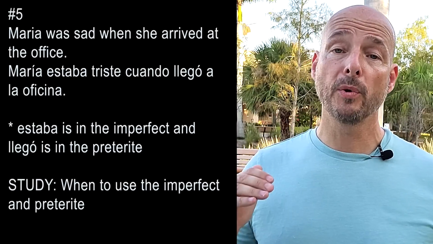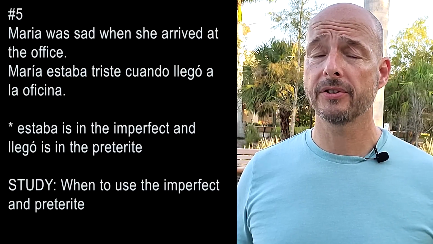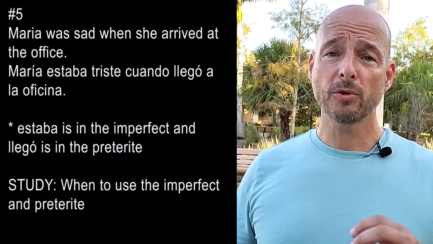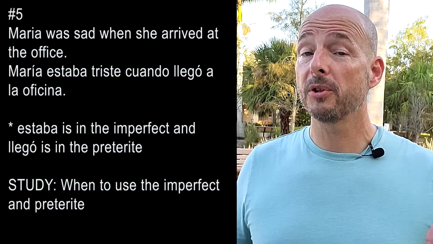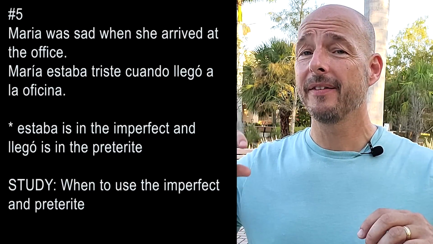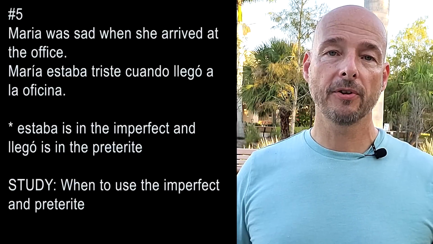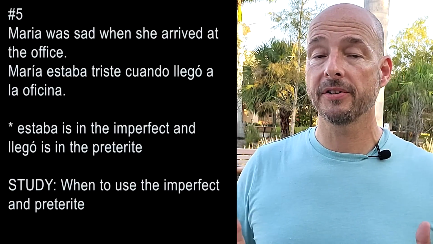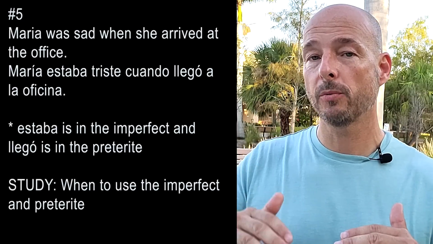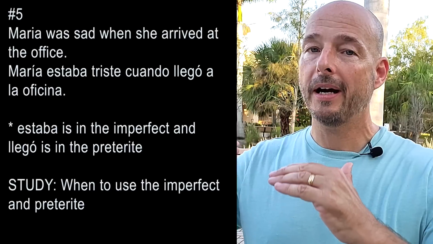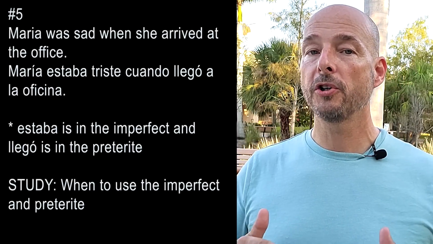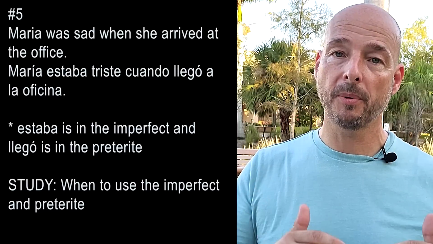Number 5, Maria was sad when she arrived to the office. María estaba triste cuando llegó a la oficina. In this one, I'm testing that you understand the relationship between the two different past tenses, the imperfect and the preterite. Our first clause there, María estaba triste, is in the imperfect because this is in progress in the past when something else happened. Cuando llegó a la oficina. Llegó is in the preterite. If you got this one wrong, you're going to need to focus on when to use the imperfect and the preterite in Spanish.